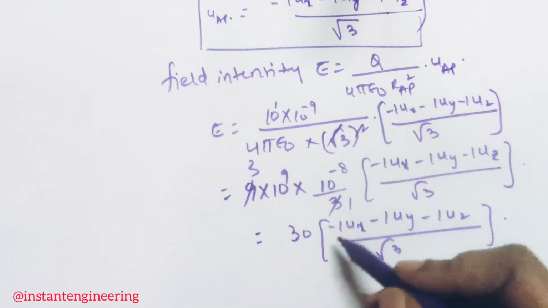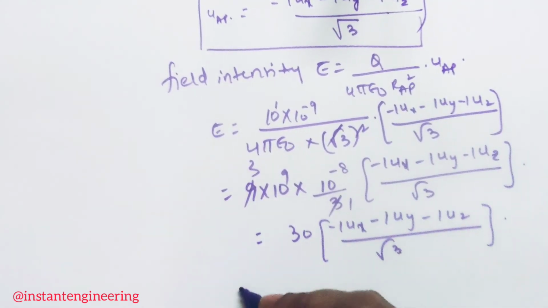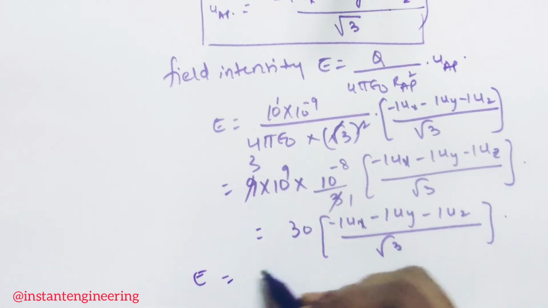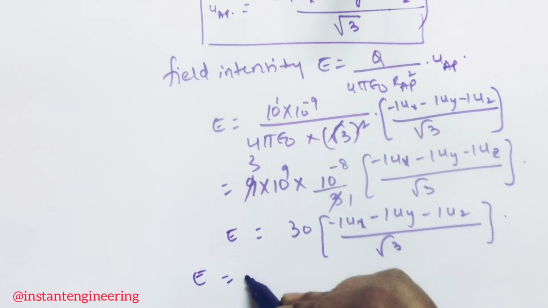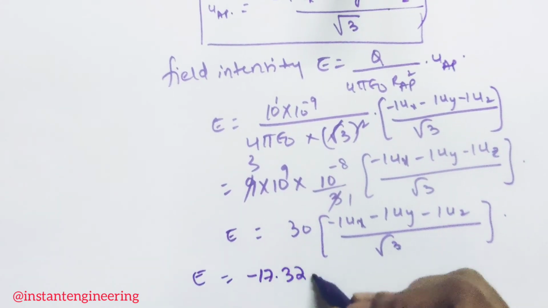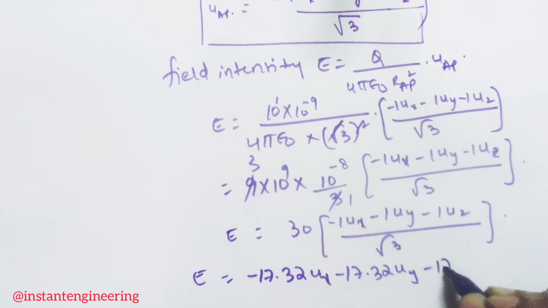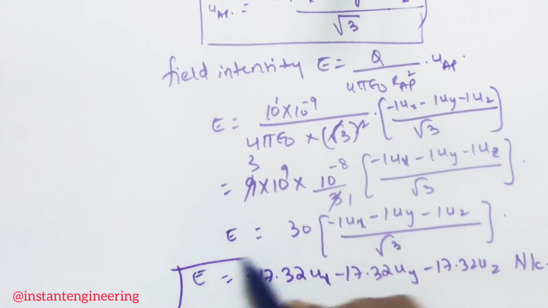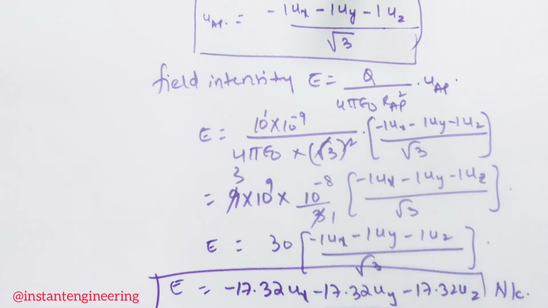If you multiply this and divide by root 3, you will get the answer. E is, I'm just writing it directly, you can do it in your calculator or just keep it till here in your exam. So this value is minus 17.32 ux minus 17.32 uy minus 17.32 uz Newton per Coulomb. This is the electric field intensity when 2 points are given in the question. This is how you have to solve this kind of questions.